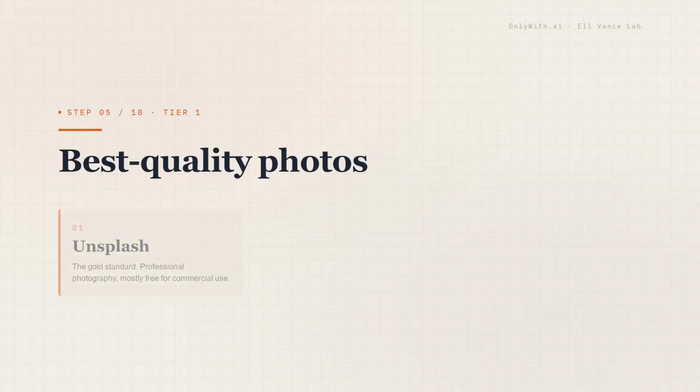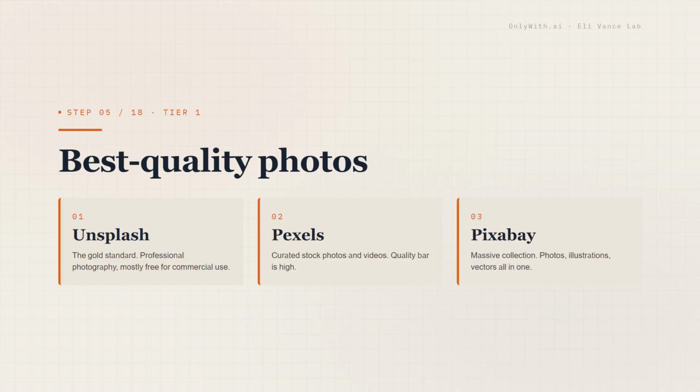Tier 1 is the heavy hitters. Unsplash is the gold standard for professional photography. Pexels is curated high quality stock photos and videos. And Pixabay has a massive collection of photos, illustrations, and vectors. Most queries get answered here.